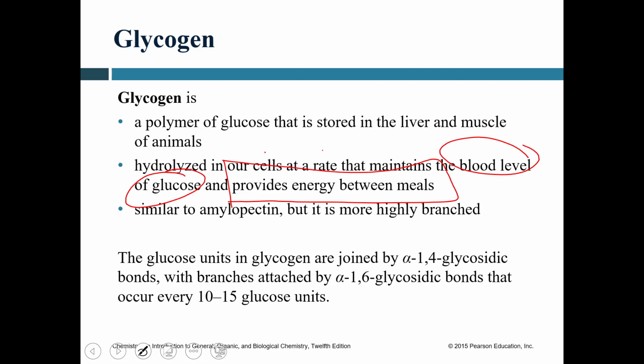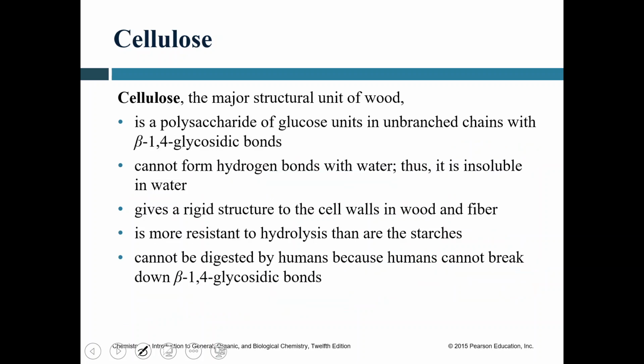Glycogen is similar to amylopectin, but it is more highly branched. So glucose units in the molecule of glycogen are connected to each other by alpha-1,4 glycosidic bonds, and branches are attached by alpha-1,6 glycosidic bonds that occur every 10 to 15 glucose units.